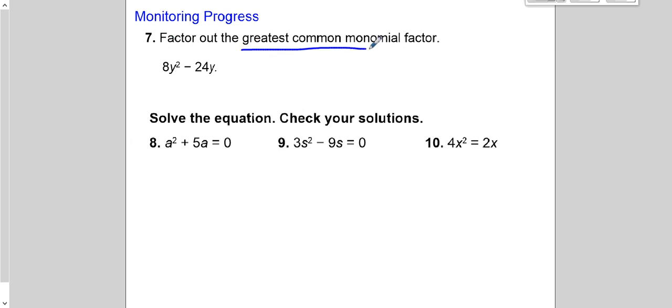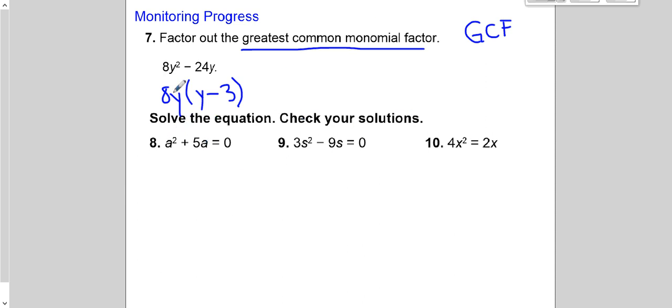Factor out the greatest common monomial factor. So our greatest common factor. What divides evenly into 8 and 24? And do they both have the same variable? Okay, give it a try. How'd you do on number 7? Try number 8. Solve the equation, check your solutions.